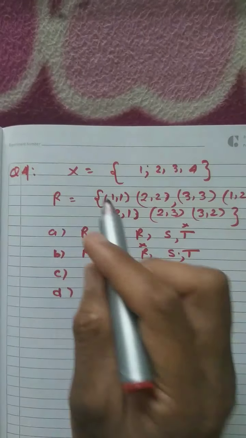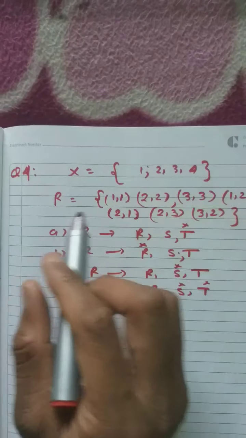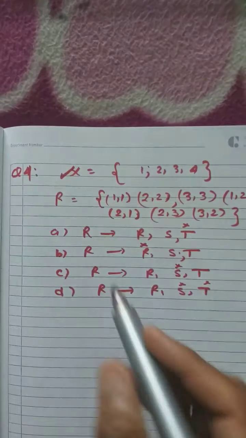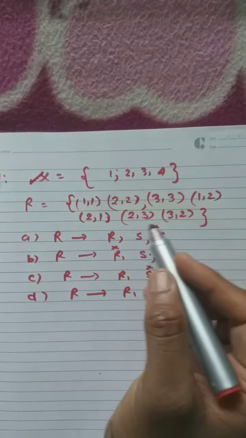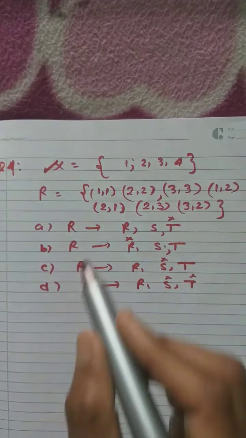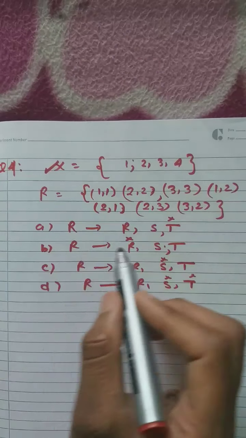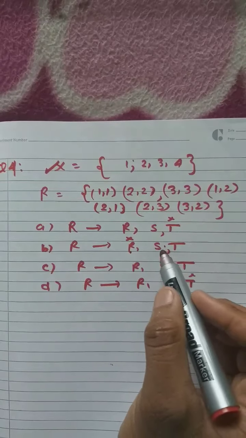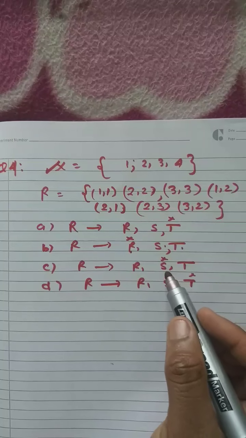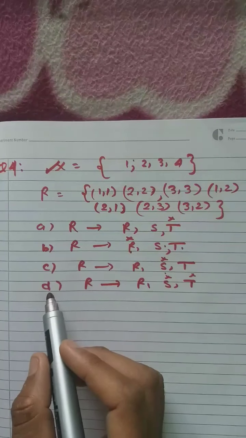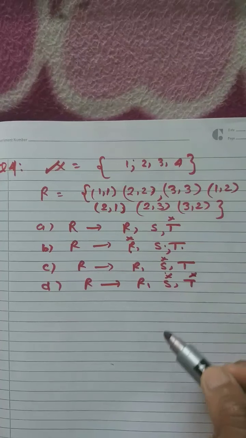Question number 4. We have a set of the first 4 natural numbers and a relation corresponding to this set equal to (1,1), (2,2), (3,3), (1,2), (2,1), (2,3), (3,2). We have to check the given relation. Option first: reflexive, symmetric but not transitive. Option second: not reflexive but symmetric and transitive. Option third: reflexive, not symmetric but transitive. Option fourth: reflexive but not symmetric and transitive.